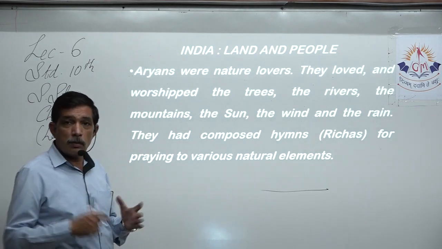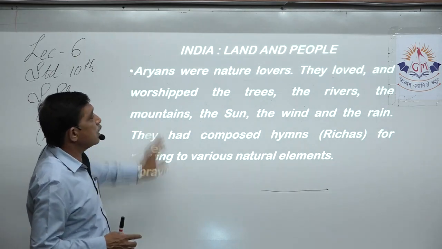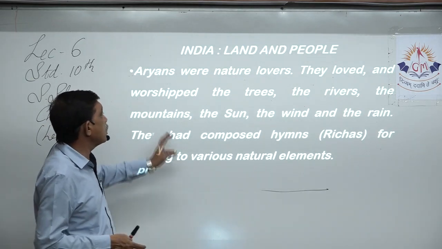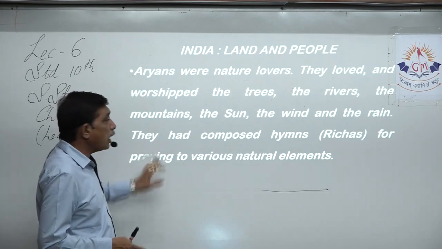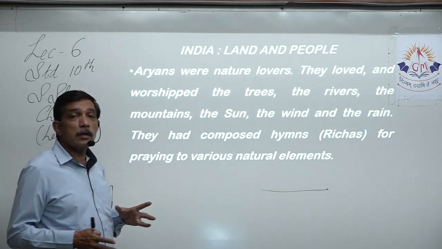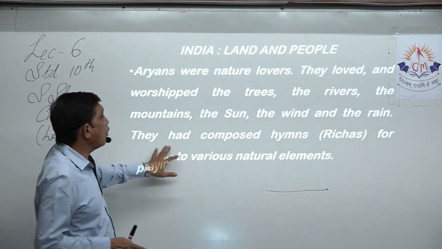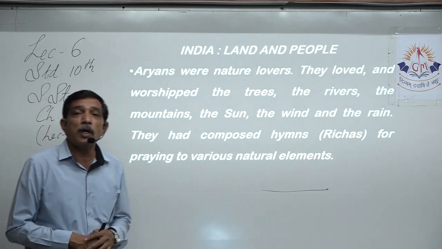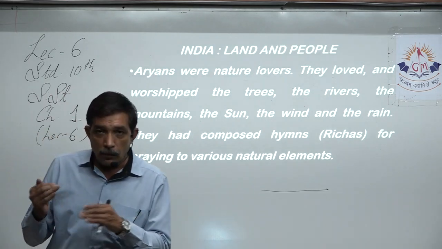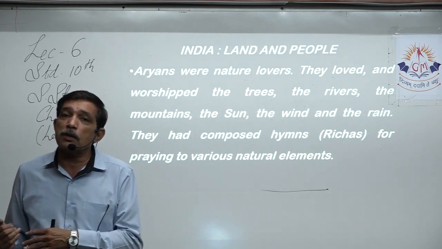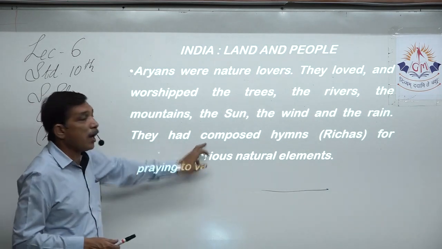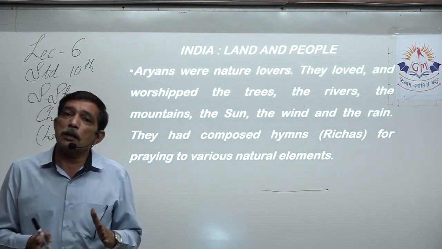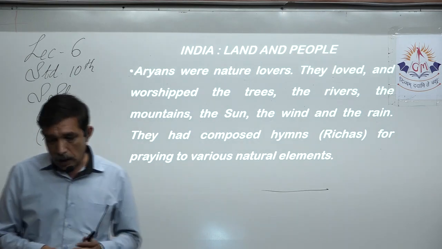Aryans were nature lovers. They loved and worshipped the trees, rivers. We already discussed that. All the natural elements, they worshipped the trees, the rivers, the mountains, the sun, the wind god and the rain god. And they were considered the first people who composed hymns or ritas for praying to various natural elements. For example, Arti is the gift given to us by the Dravidians. Then ritas and hymns that are made in Sanskrit language, that is the gift of the Aryans to our civilization.